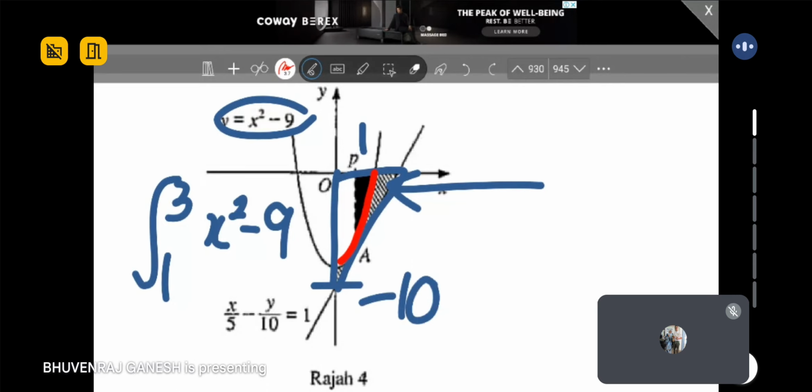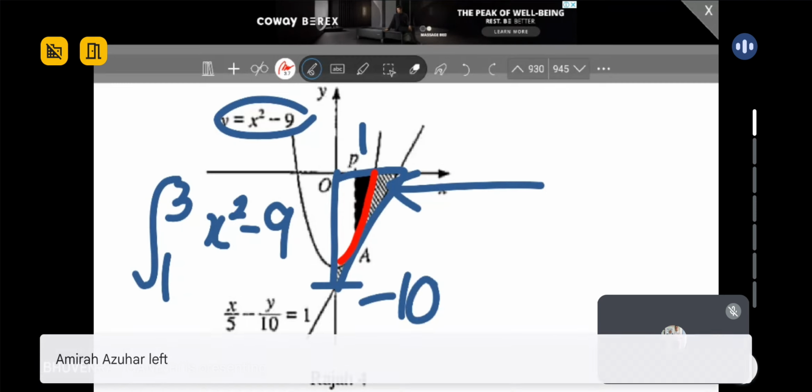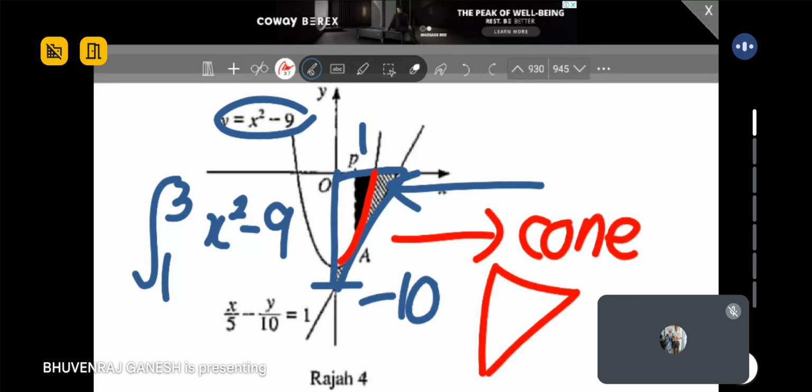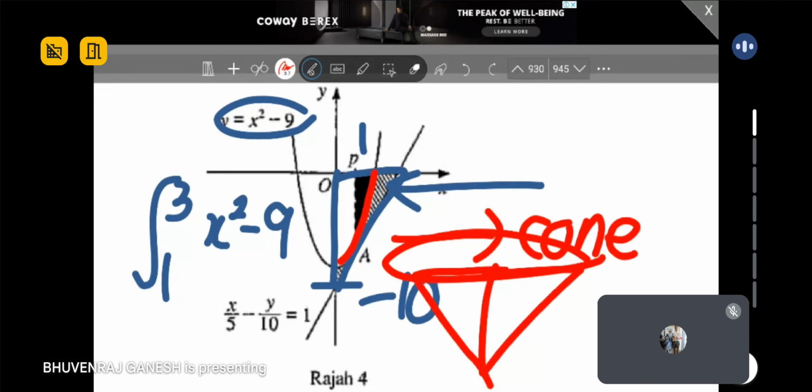So guys, when you rotate a triangle on the y-axis, bila kamu putarkan segitiga atas paksi y, kamu dapat bentuk 3D apa? What shape will you get? Yes. Always remember, guys, you will get a cone when you rotate a triangle on the y-axis. Because you reflect it and it becomes a circle when you rotate it. Bila putarkan, kamu akan bentuk satu bulatan. So that's why you get a cone shape.